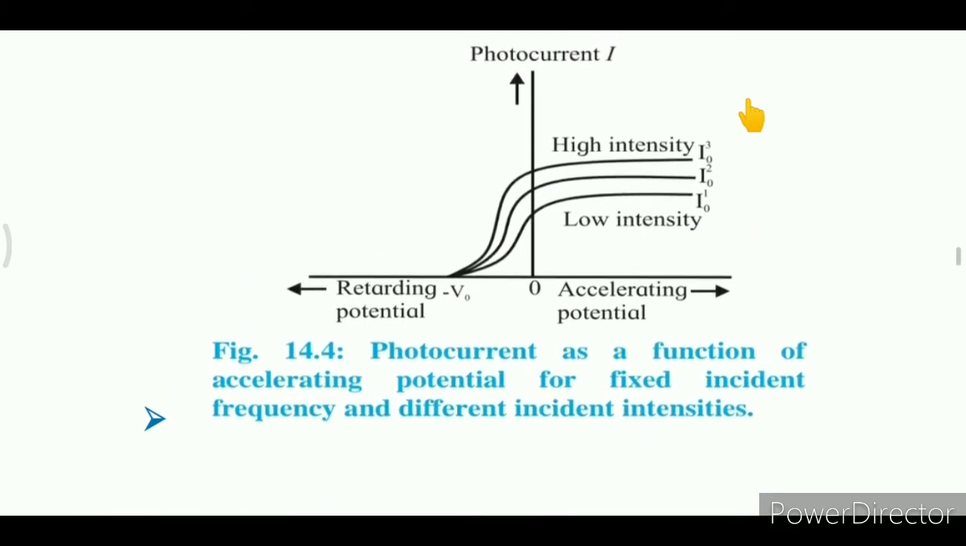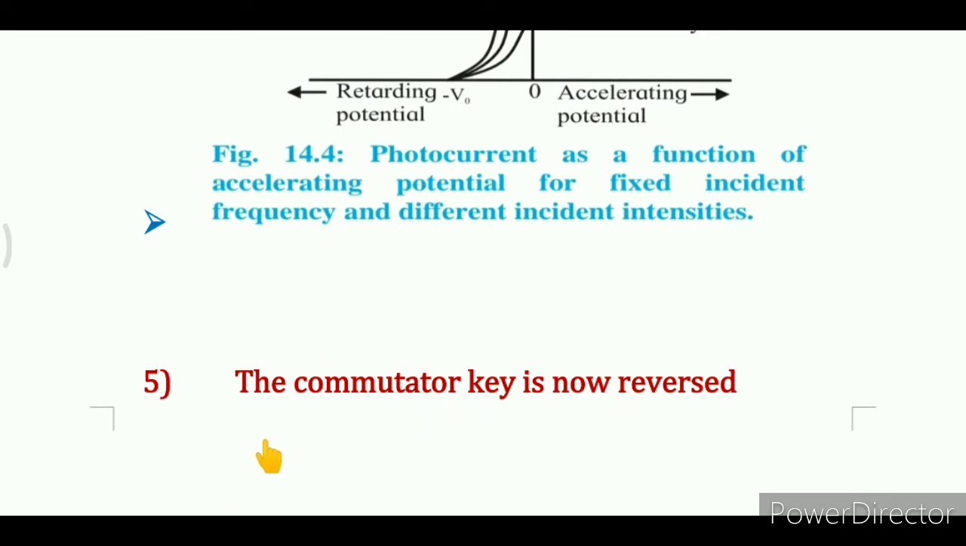Here, for the positive potential of the plate C, we saw this characteristic of the photoelectric current when we change the positive potential on the collector plate C. Let us use the commutator key again, so that we maintain the plate C at negative potential with respect to the emitter plate E. So it is time to use the commutator key, and hence we are using it. It is now reversed.